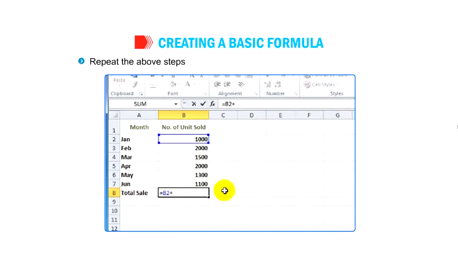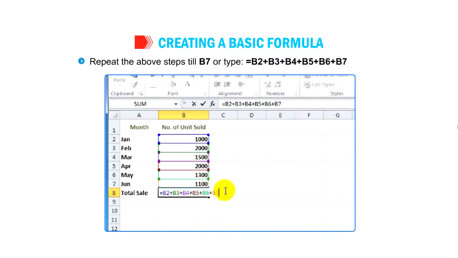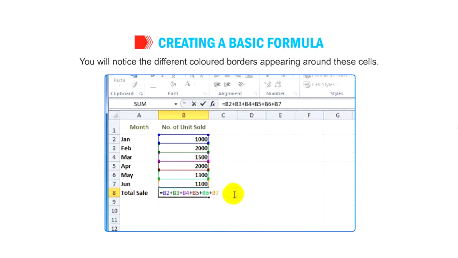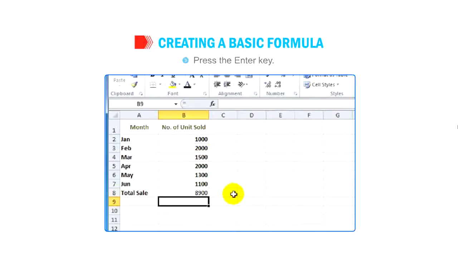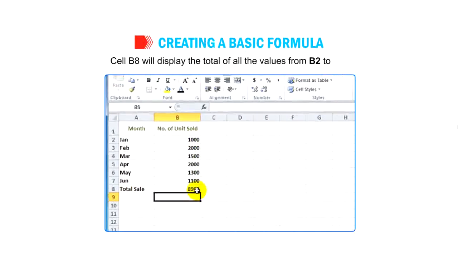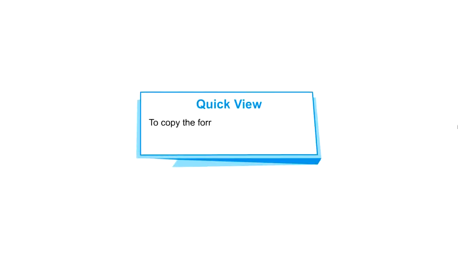Repeat the above steps till B7 or type equal to B2 plus B3 plus B4 plus B5 plus B6 plus B7 in B8. You will notice the different colored borders appearing around these cells. Press the Enter key. Cell B8 will display the total of all the values from B2 to B7. Students, we can copy the formula from the above cell by pressing Ctrl plus apostrophe.